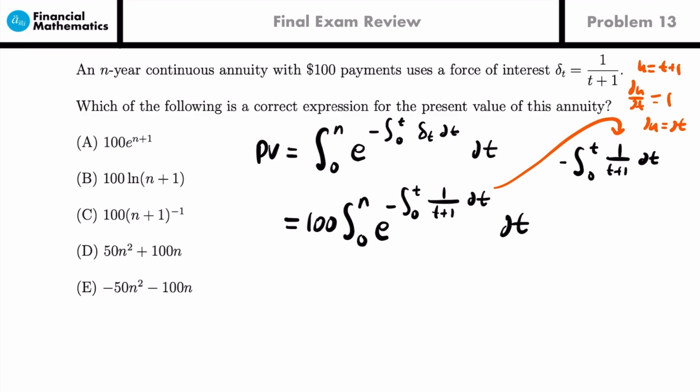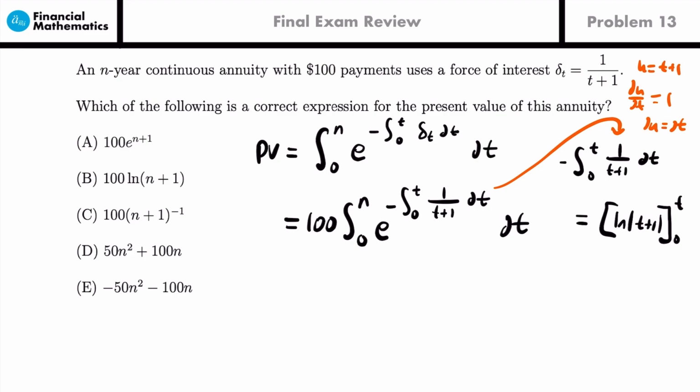Whether or not they're fresh in your head is another story, but we're supposed to know what they are so we can take these little shortcuts if we like. This is not a calculus course. Okay, so what we're going to get here is that this is equal to the natural log of the absolute value of t plus 1, and then we're evaluating that from 0 to t.